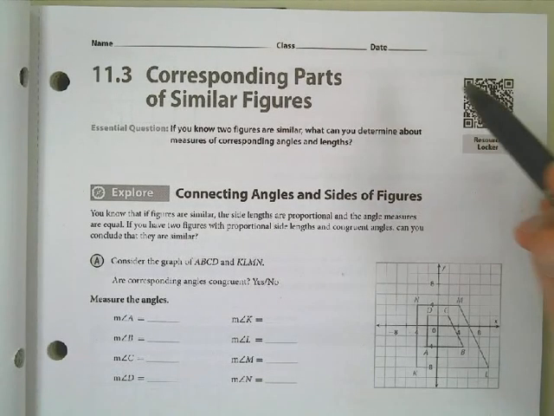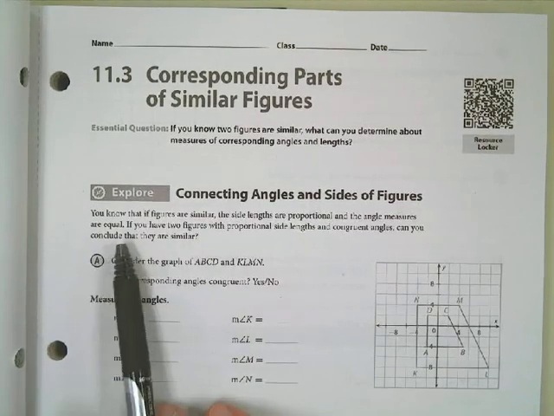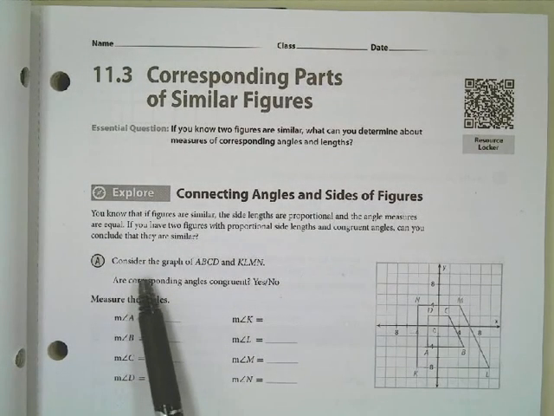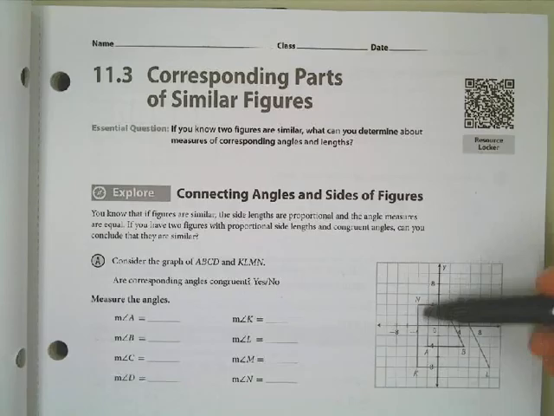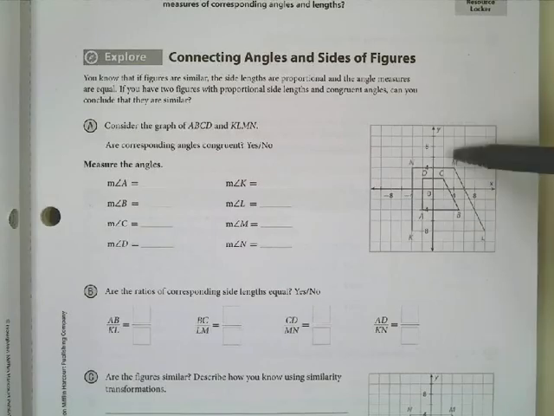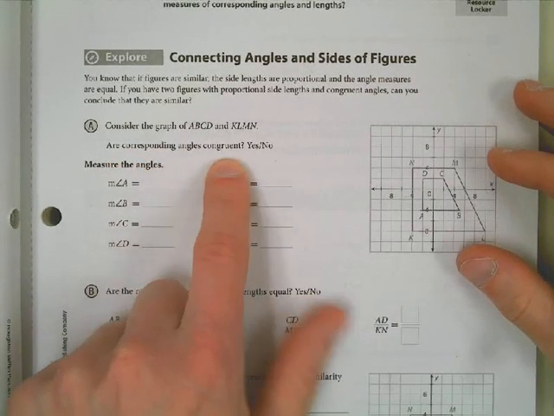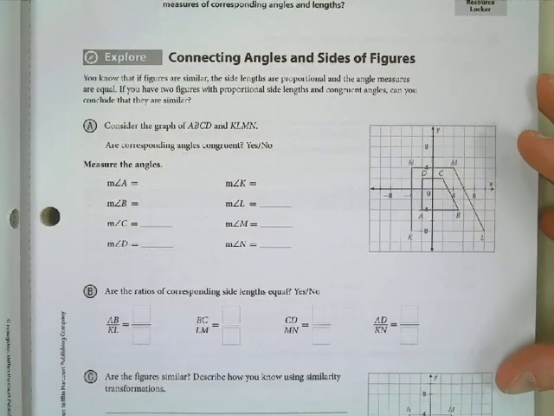So let's see here. We're going to consider the graph of ABCD. You can see right there is ABCD. And we also want to consider KLMN. We're first of all asking, are corresponding angles congruent? Yes or no? Well, what do you all think? Does it look like maybe they are congruent? Yes, it does.